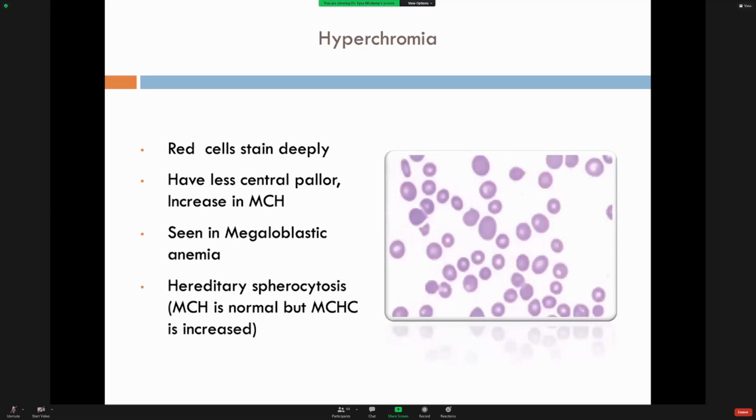Hyperchromia. Red cells are usually stained deeply, different from the other ones. Central pallor is less likely to appear here.